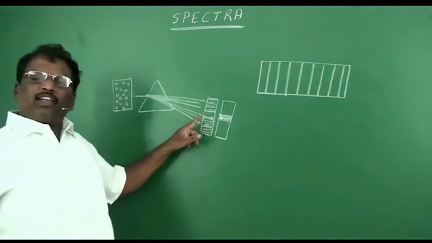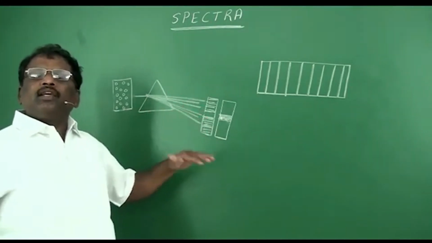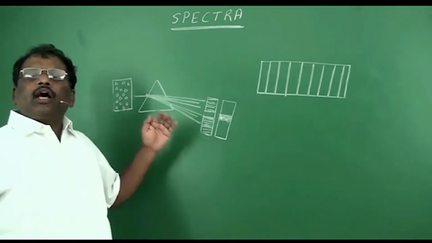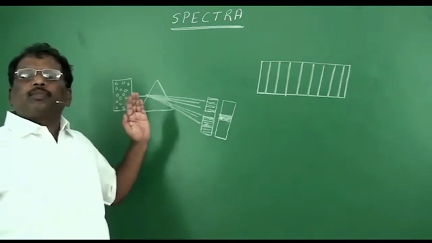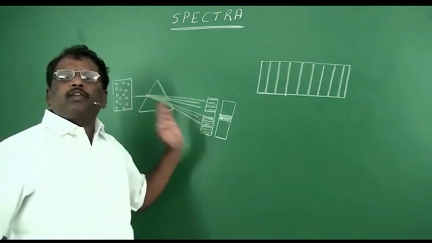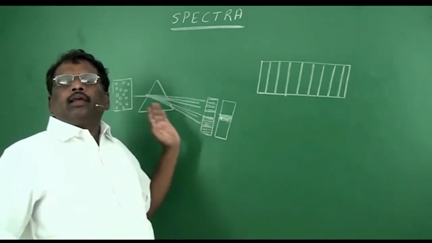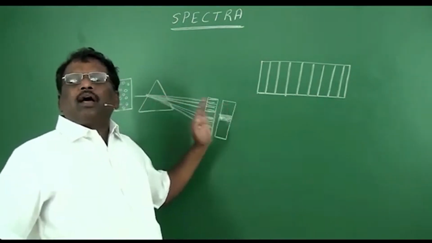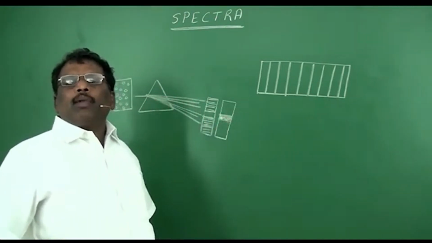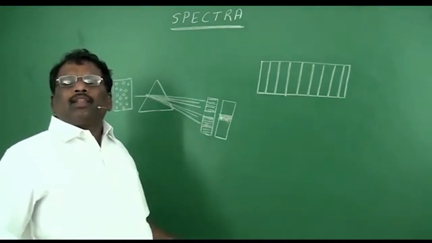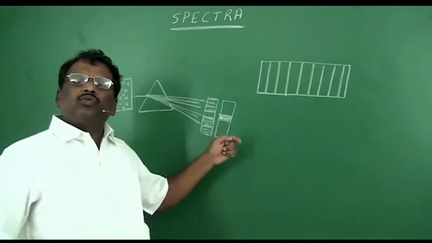So, this spectra was recorded when atoms are absorbing energy. That's why it is said to be absorption spectra. In absorption spectra, you will find black lines on white background. That black lines indicate the wavelength of light which was absorbed.